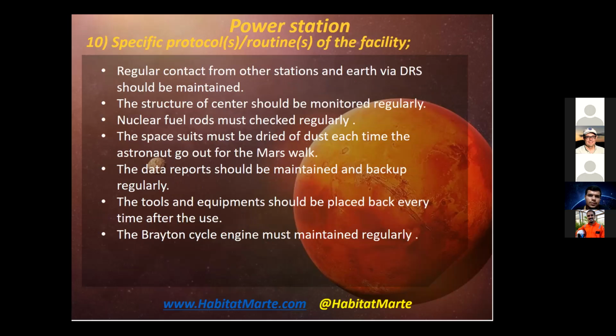Some of the protocols we will be using in our power station: regular contact with the other station and Earth via DRS should be maintained. The structure of the center should be monitored regularly. Nuclear fuel rods must be checked regularly. The spacesuit must be dusted off each time the astronaut goes out for a Mars walk. The data report should be maintained and backed up regularly. The tools and equipment should be placed back every time after use. The Brayton cycle engine must be maintained regularly.